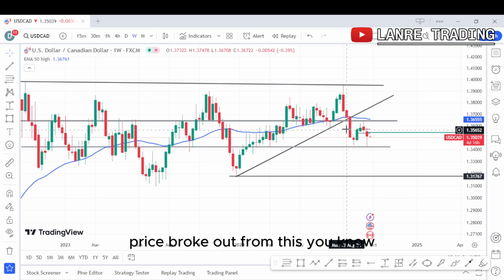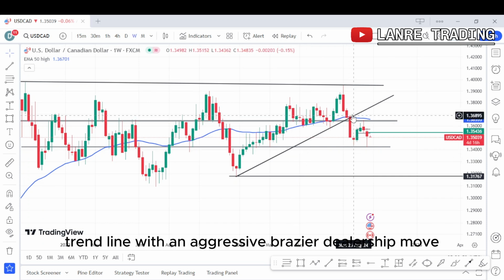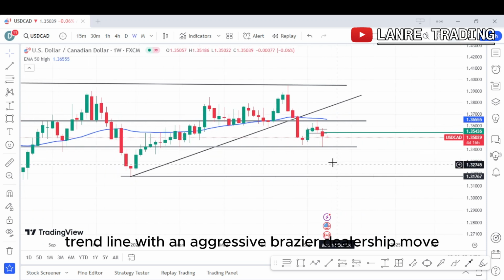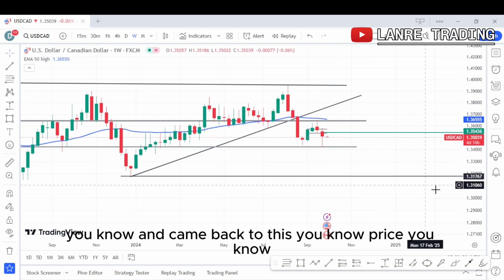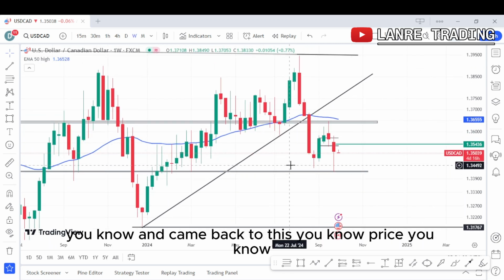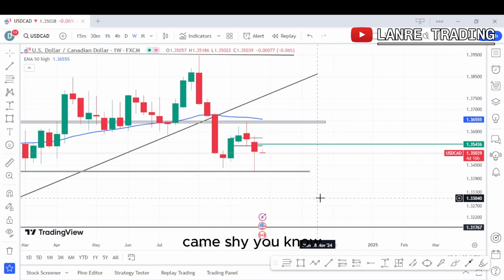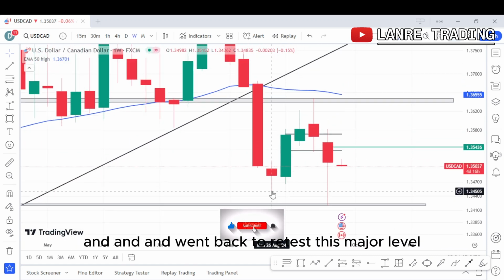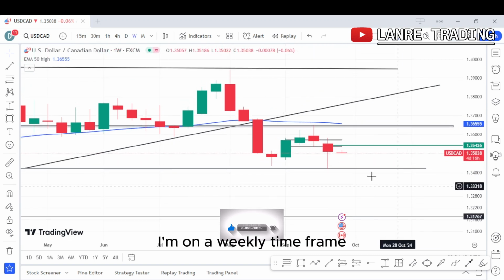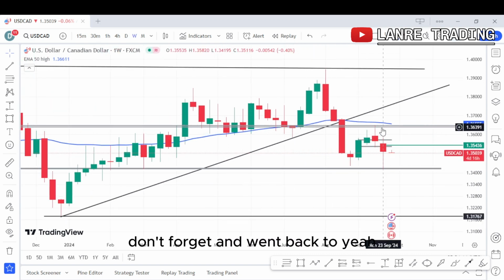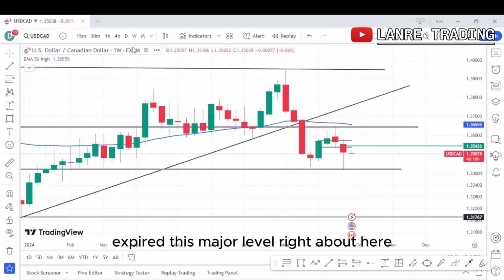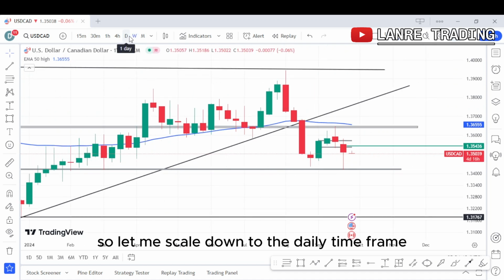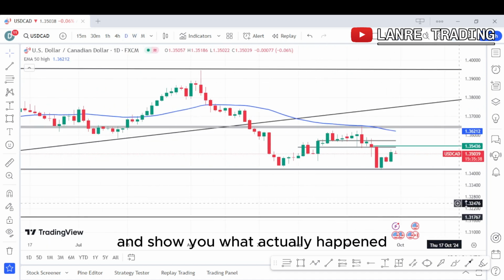Price broke out from this trend line with an aggressive bearish move, and came back to this. Price came shy of this major level right about here, and went back to retest this major level. I'm on the weekly time frame, don't forget, and went back to respect this major level right about here. So let me scale down to the daily time frame and show you what actually happened.